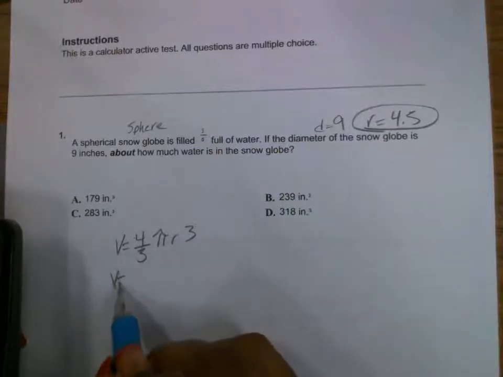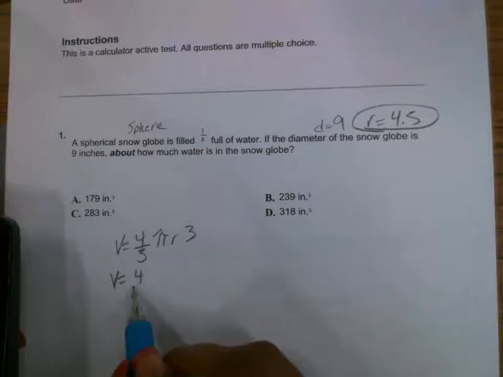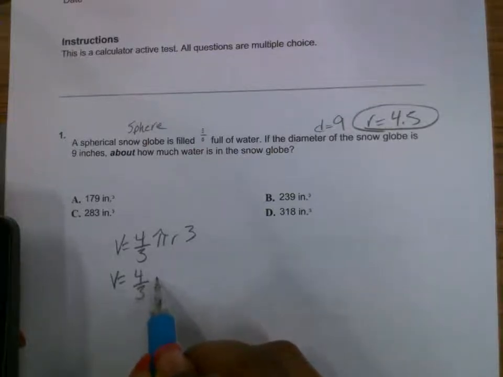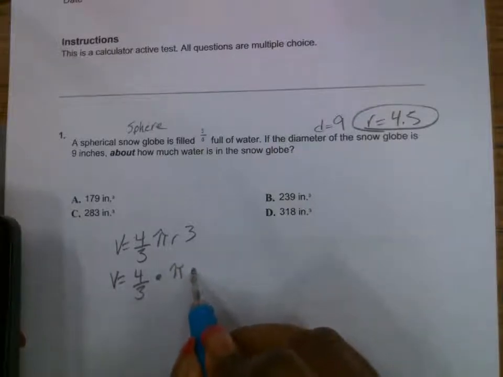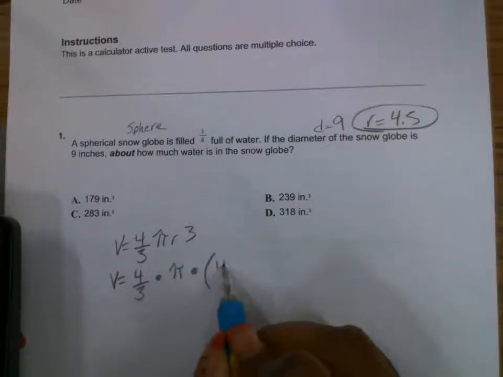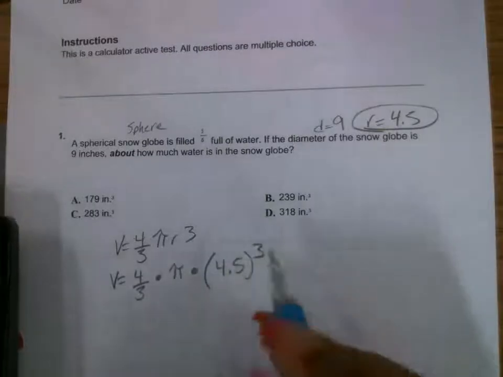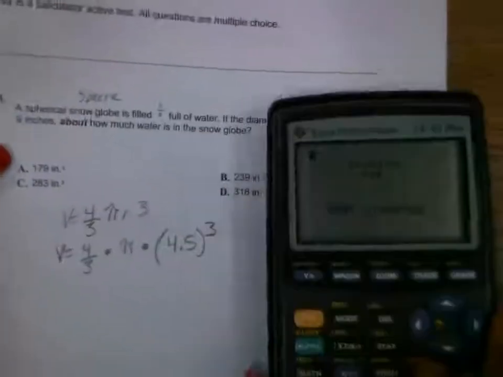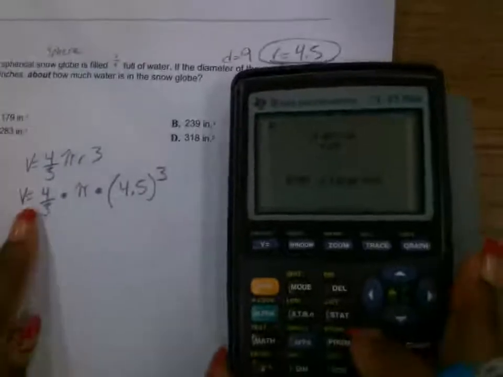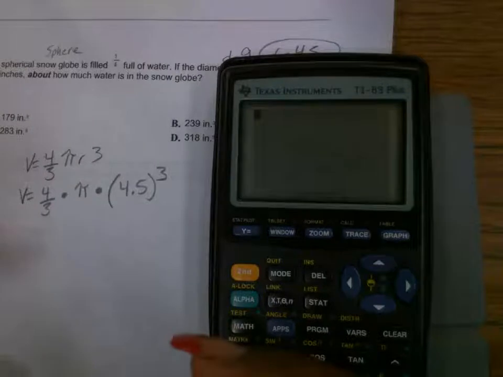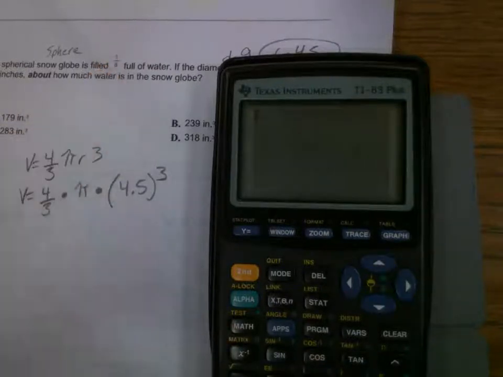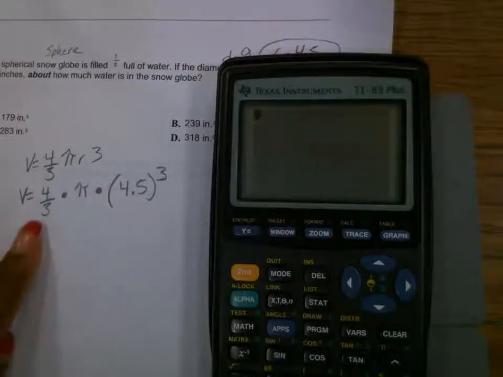So now we're going to substitute. We have 4/3 times pi, times the radius to the third power. So this is what we're going to type into our calculator. We're going to type in the fraction 4/3. We're going to find the volume of the whole thing, and then we're going to find 5/6 of that. So that'll tell us how much water is in that globe.